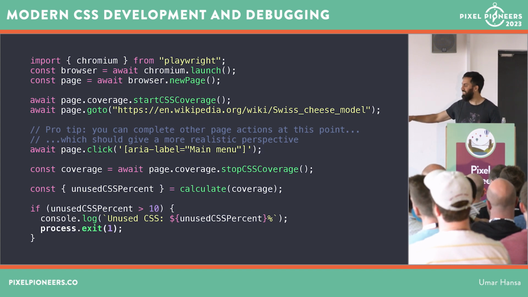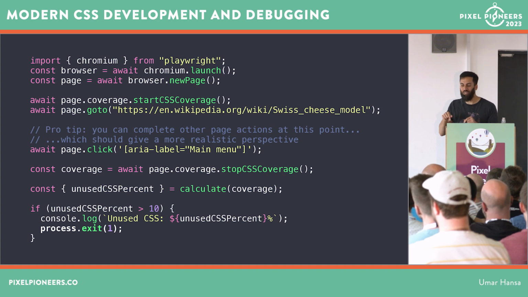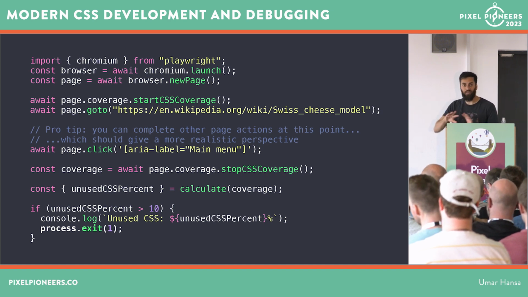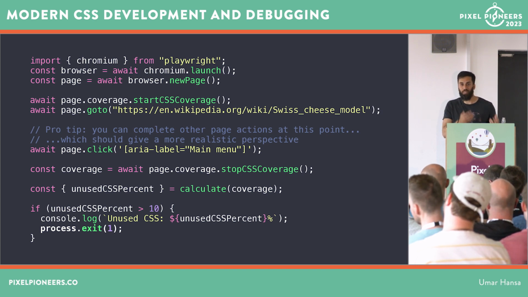I'm not advocating that you start adding little process.exit ones. This is to illustrate a point. It's very trivial. Even if you don't have the infrastructure, it's very trivial to take the script and basically make your build fail, because that's where this is useful.